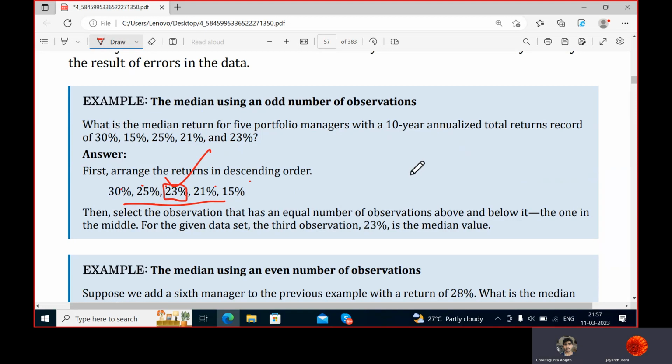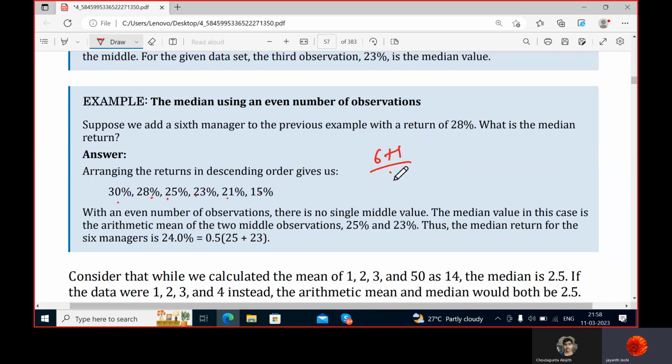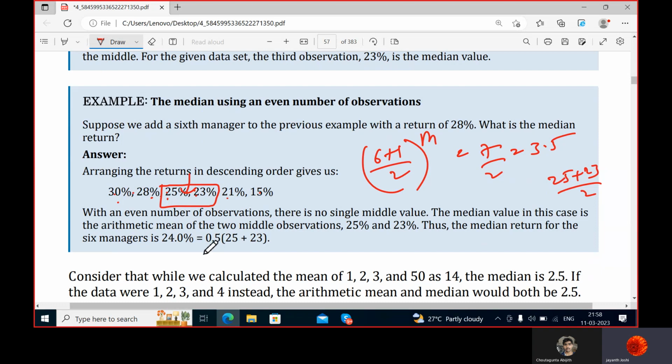In this we can take the (5 plus 1) by 2 th term, which is the 3rd term. And if it is an even number of observations, 1, 2, 3, 4, 5, 6, then we take the (6 plus 1) by 2 th term, 7 by 2, which is 3.5. So 3.5 lies between these two, correct? So you take 25 plus 23 by 2, the average of the two, since the observation lies between them. So you get 24. Any doubts? No, sir.